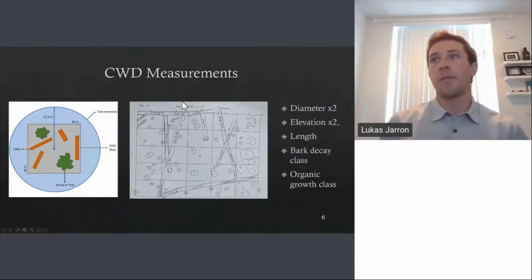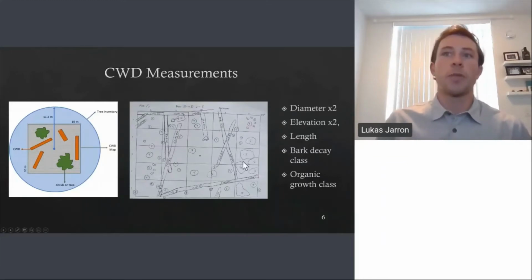For each piece, I measured the diameter at both ends, as well as the elevation at both ends, and the overall length within the plot. I also gave them a bark decay class and an organic growth class. This was to help age the coarse woody debris and see if some of the more decayed ones were more difficult to detect.